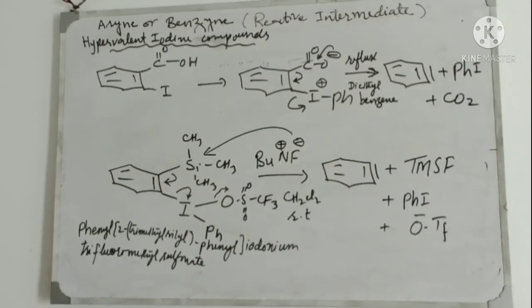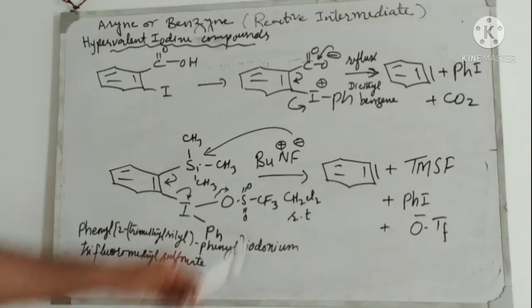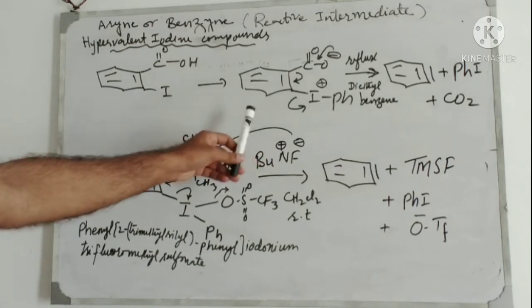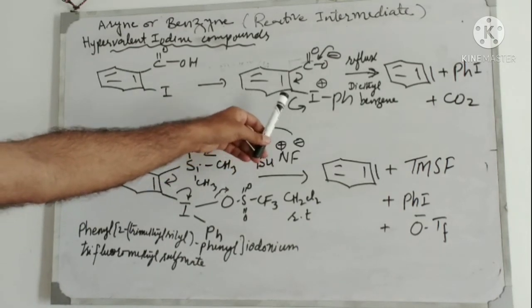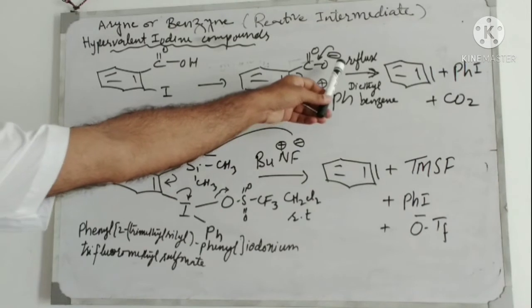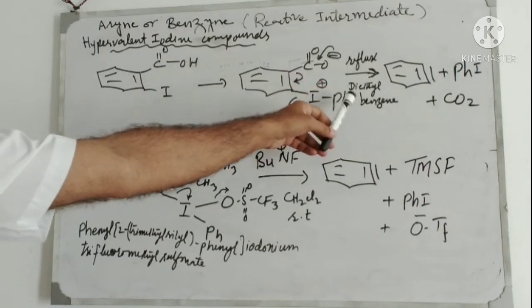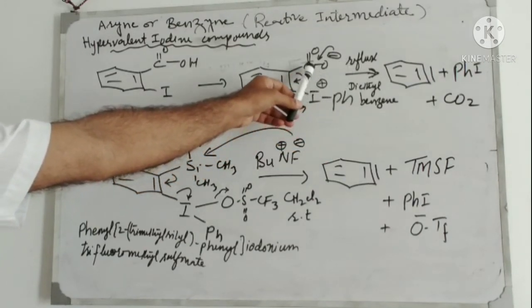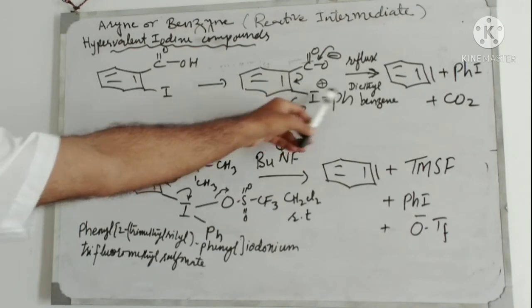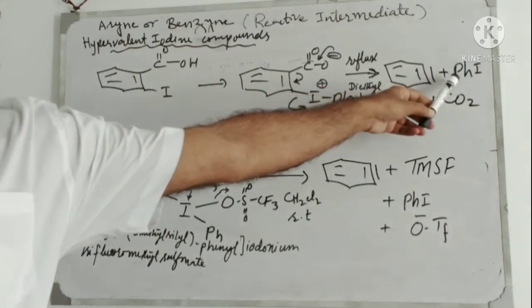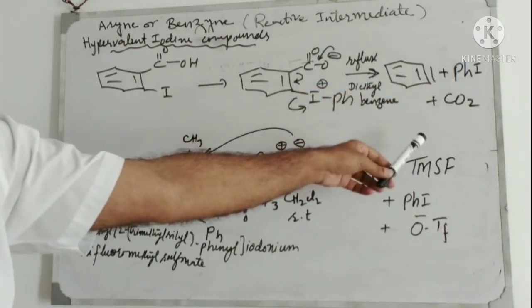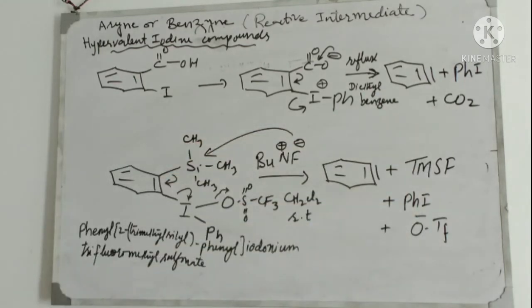So the benzyne intermediate can be generated from hypervalent iodine compounds. So this is phenyliodonium carboxylate. This is commercially available. When it is heated or refluxed in the presence of diethylbenzene, decarboxylation occurs here and it generates the benzyne, and iodobenzene is eliminated along with carbon dioxide.